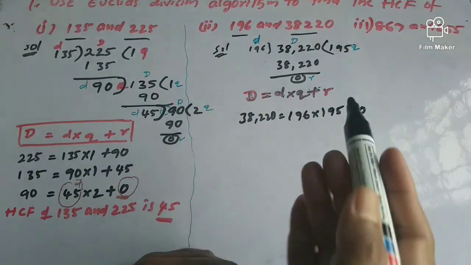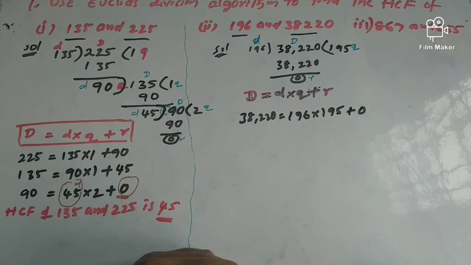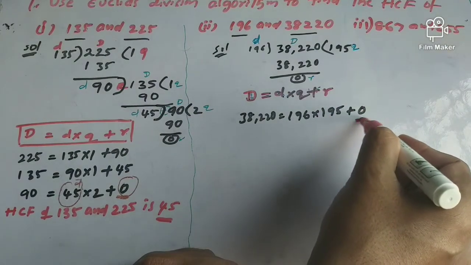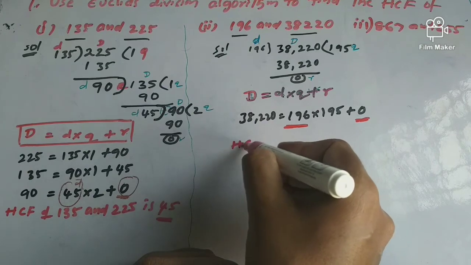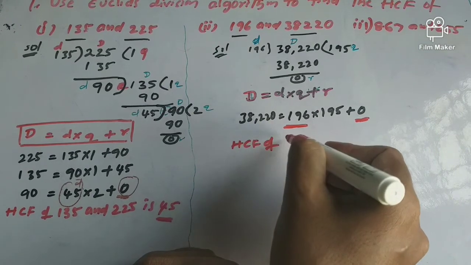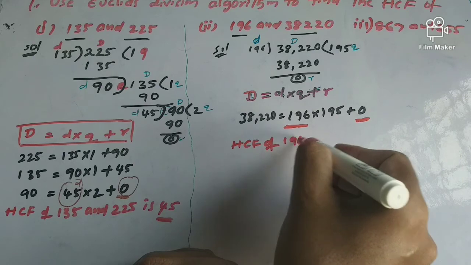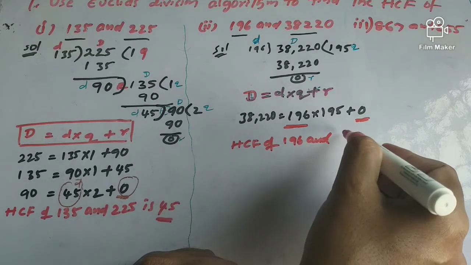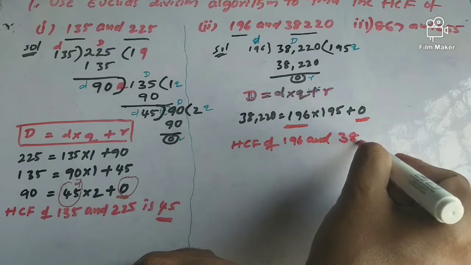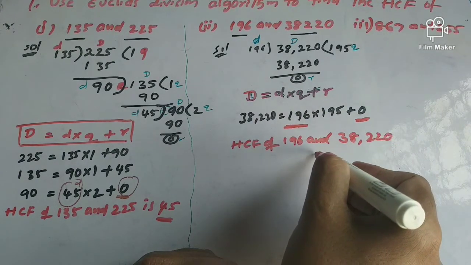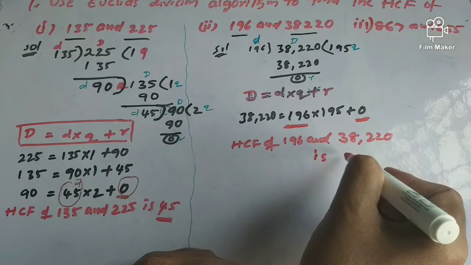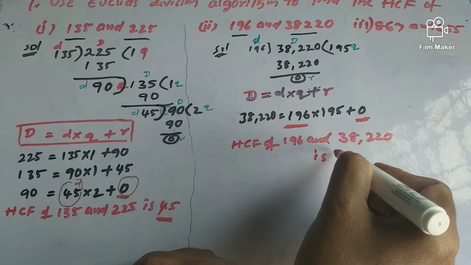So where we get the remainder 0, in that particular step the divisor is called the HCF of the given values. Here the remainder is 0, and in this case it is the divisor. So the HCF of the given two numbers, 196 and 38,220, is 196.